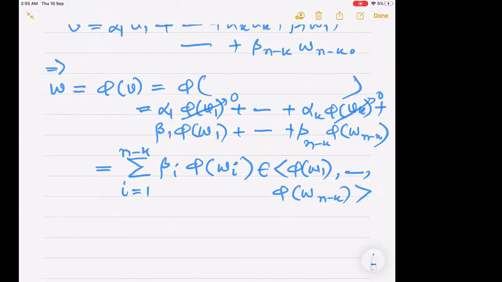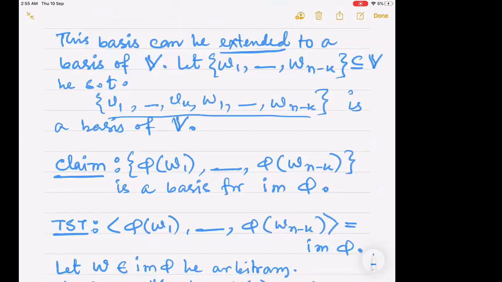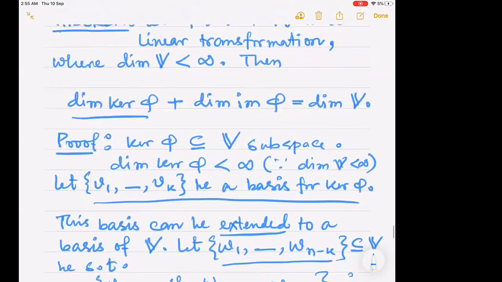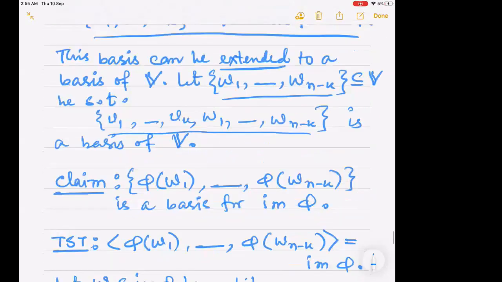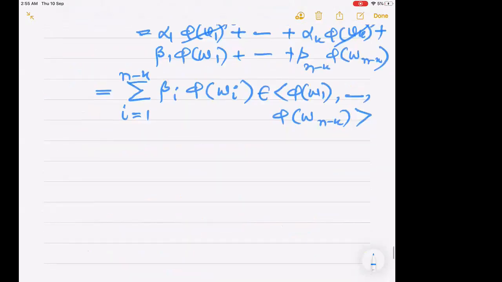One word of caution, I'm using w here, but small w, w1 up to wn minus k. Listen, these are vectors in V only. Yeah, don't get confused. They are not coming from the codomain space. The codomain is immaterial here, in fact, right? Okay, good. So that means this span is indeed equal to the image of phi.